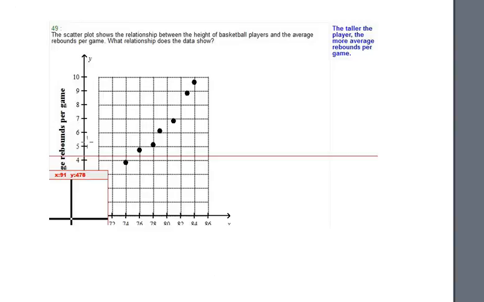Okay, this problem, when I was taking a screenshot, I got some of this in the way, but it shouldn't be a problem. You should be able to get this out of it anyway. It says the scatter plot shows the relationship between the height of a basketball player and the average rebounds per game. What relationship does the data show? Well, it should tell you that the taller the basketball player, the more rebounds he gets.